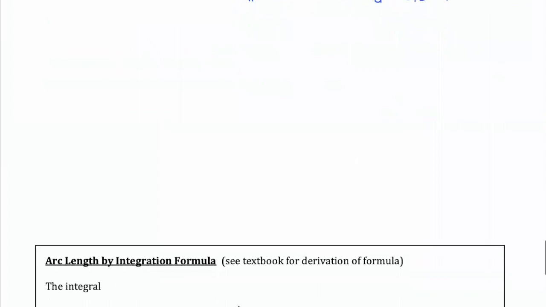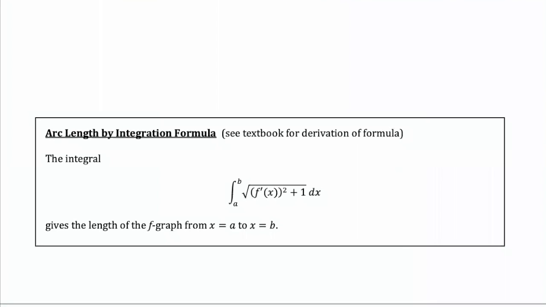And there is a formula which is derived in your book, so you can look there if you want to see where it comes from, that says when you want to calculate the arc length, the length along a curve, you can do it by integrating. Notice this is the first derivative of the function squared plus 1. Take the square root of all of that. And that'll give you the length from point A to point B.